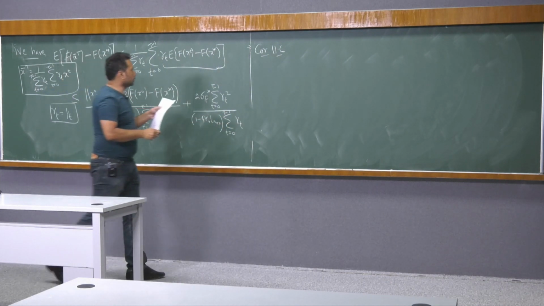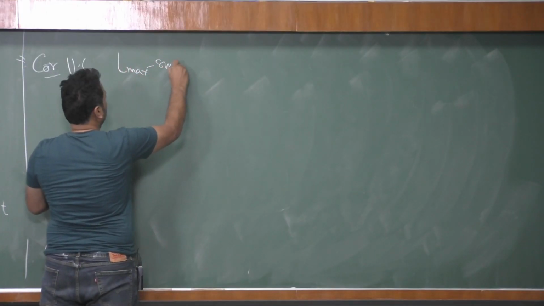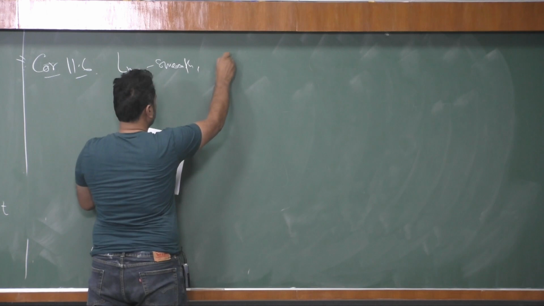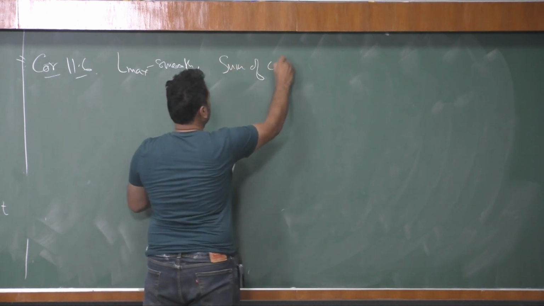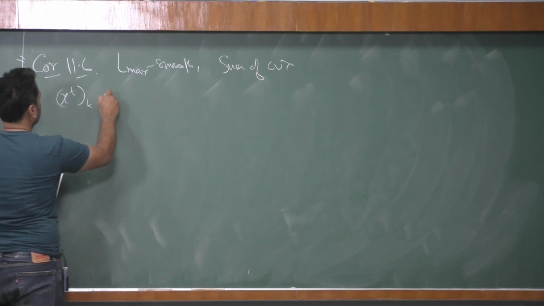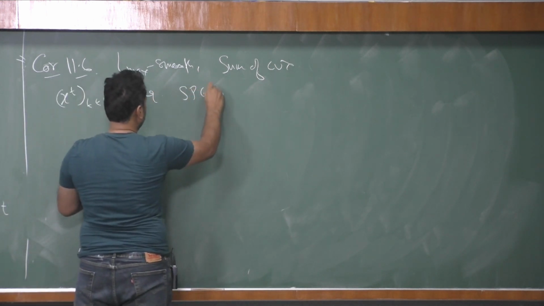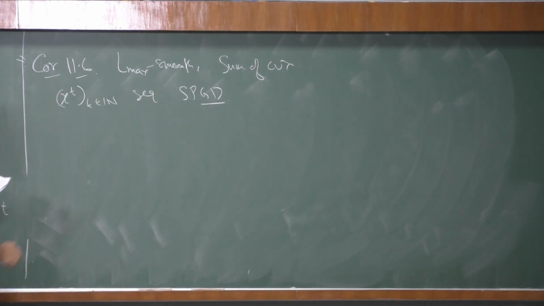So the usual assumptions we already assume: L max smooth, sum of convex, and xt is the sequence generated by SPGD. Okay, so we are dealing with stochastic proximal gradient descent. This is the method.